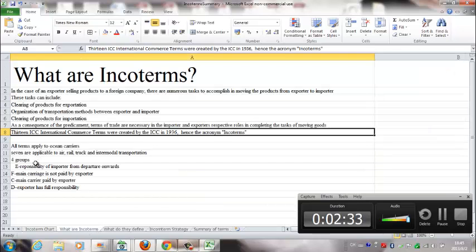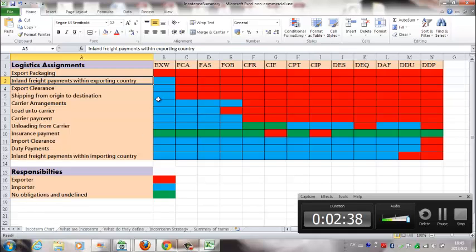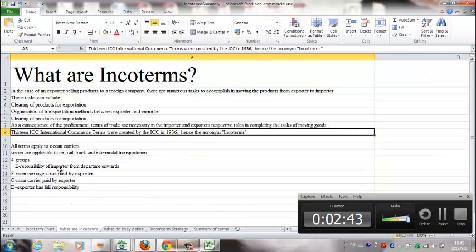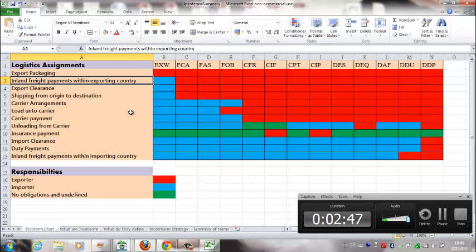Generally speaking, with the 4 groups, the E group, and you can see there's only just one, has the responsibility of the importer. Basically, almost all the responsibilities, as you can see from the chart, where the key shows blue as the importer. And you can see from the E term, EXW, that almost all of the responsibilities in the logistics of getting the products from the exporter to the importer are delegated upon the importer.